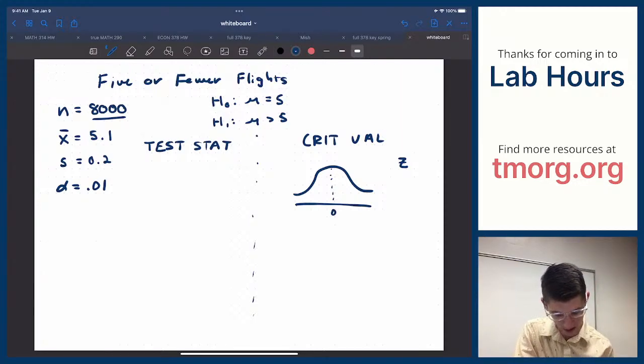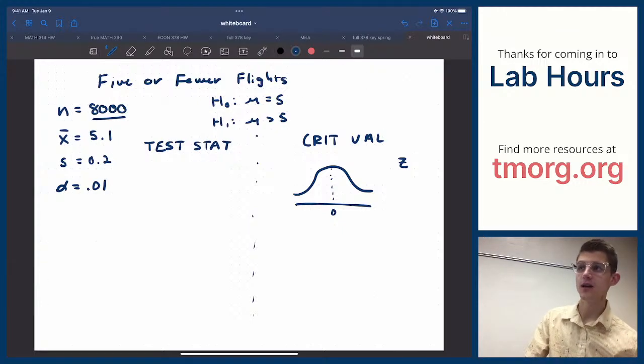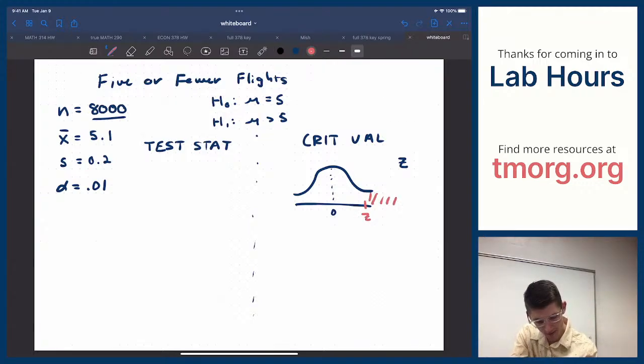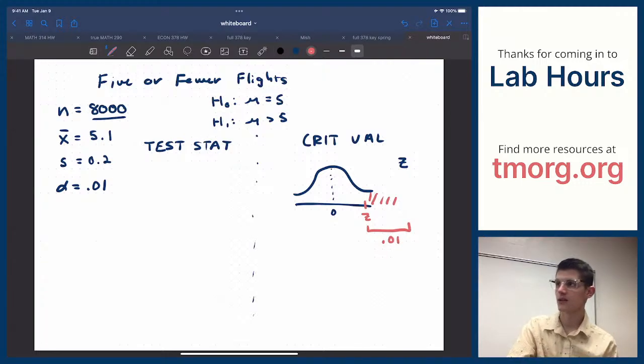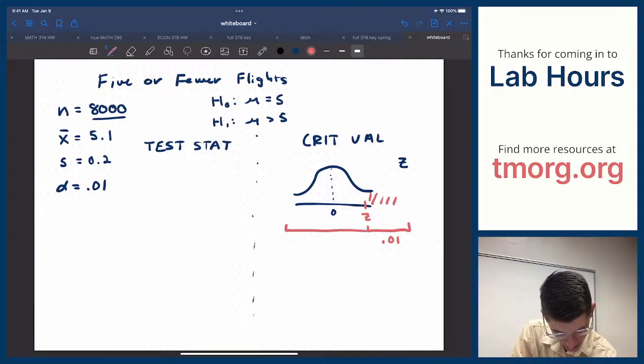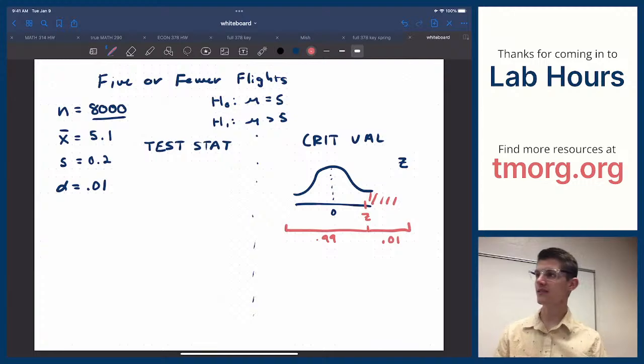It's centered at 0. And I need to pick a z-score such that the probability of being to the right of that score is equal to what? Is equal to, oh, to the left, yeah, 0.99, absolutely. I meant to say to the right, but you're correct. It is 0.99 to the left because this is a greater than hypothesis test.